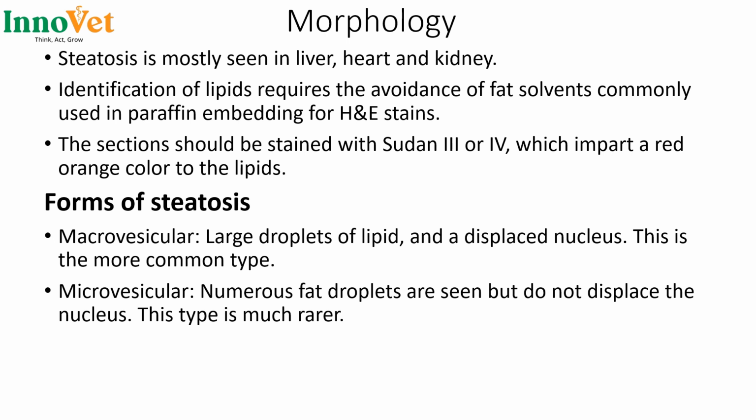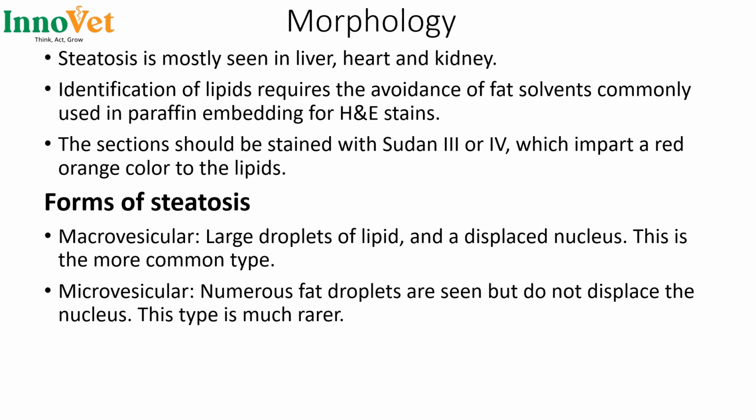What do the organs that are affected by steatosis look like? First of all, it mostly affects the liver, heart, and kidney. Then, to identify these lipids, we need to avoid fat solvents, which are commonly used in hematoxylin and eosin stainings. But you can use Sudan III or Sudan IV, which impart a red-orange coloration to the lipids.